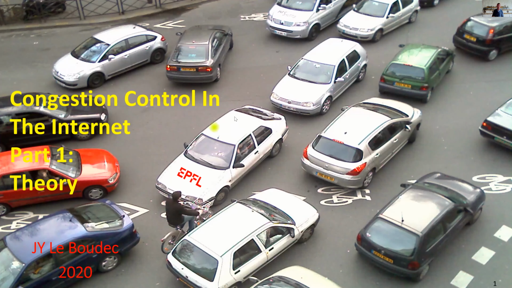Congestion control is one of the things that quasi-caused the collapse of the internet. Fortunately, it happened when the internet was very small, therefore it was not lethal to the internet. Here I'm showing a picture that I took in Paris that illustrates exactly the problem that occurred in the internet when we did not do congestion control.